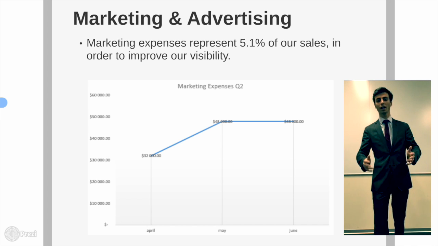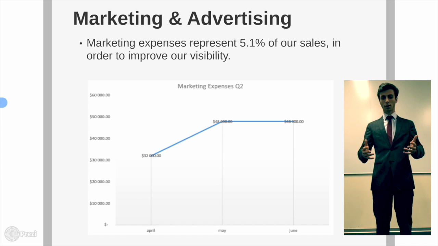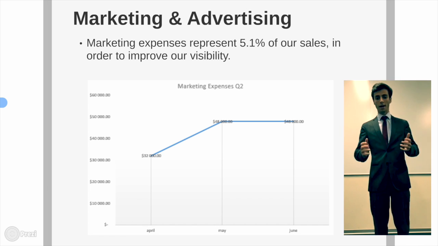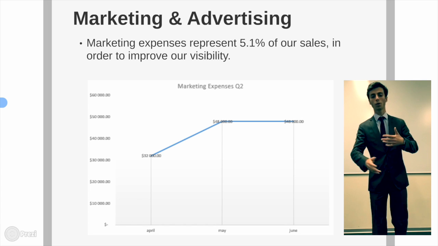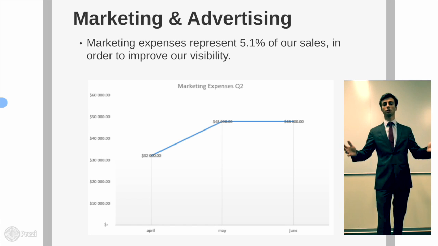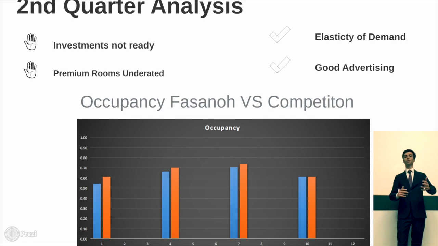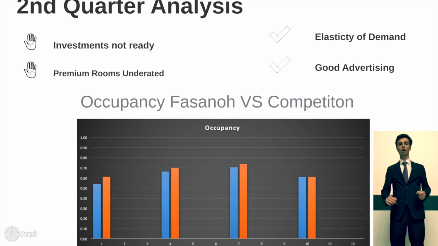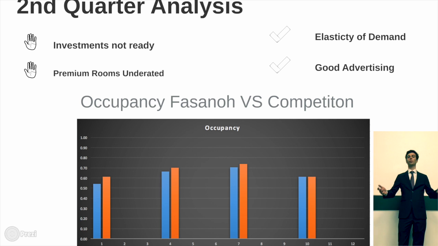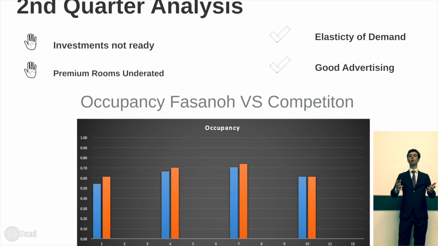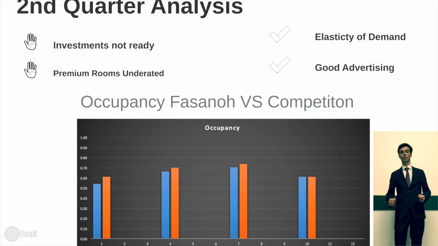We spent a total of $58,000, which represents 5.1% of our sales, and we wanted them to know about our new features in order to improve our positioning. On the other hand, our competitors' behavior did not justify an increase nor a decrease in our rates. The only exception would be for premium rooms, which were underrated in regard to what they represented. Yet, our advertising paid off since our occupancy increased considerably.